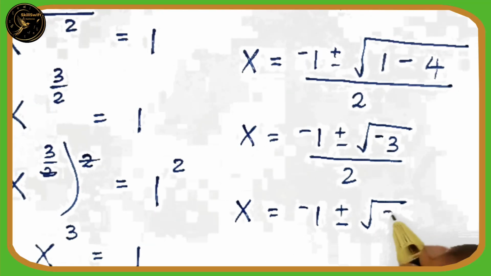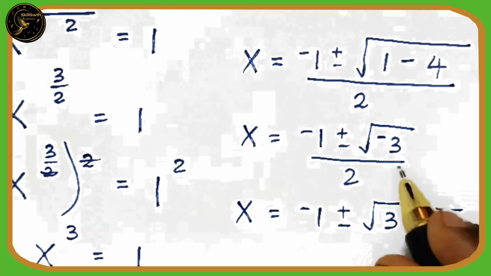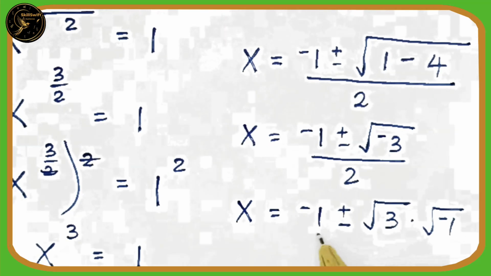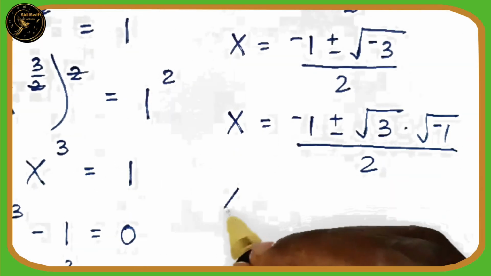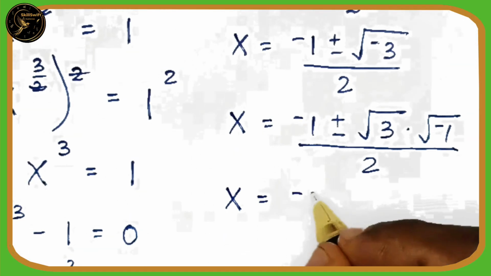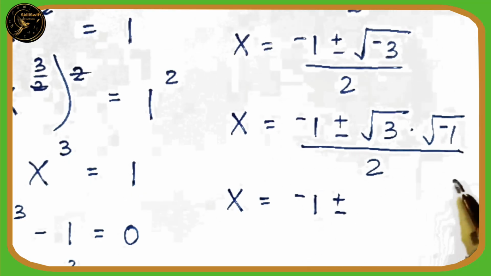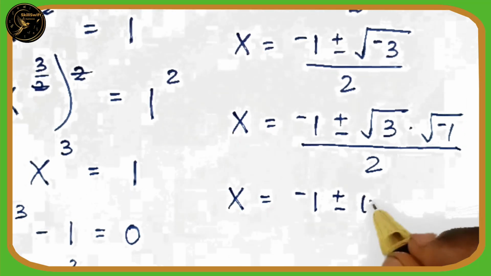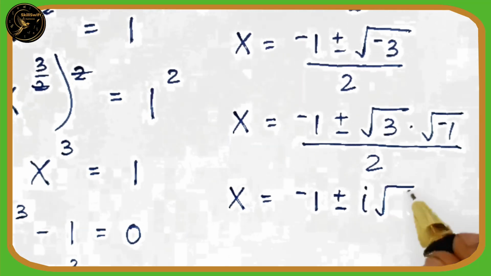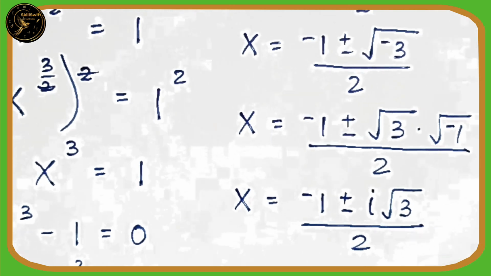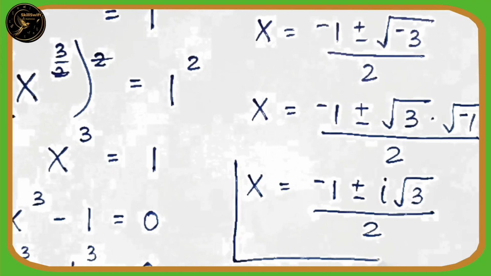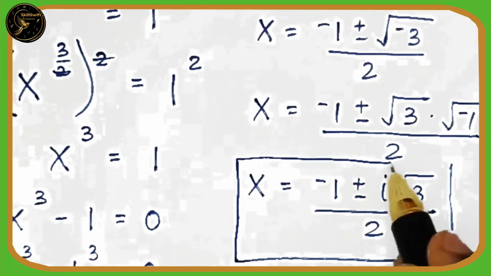So x is equal to -1 plus or minus the square root of -3, which is the same as the square root of 3 times the square root of -1, over 2. So x is equal to -1 plus or minus i times the square root of 3, over 2. From here we have two complex solutions.